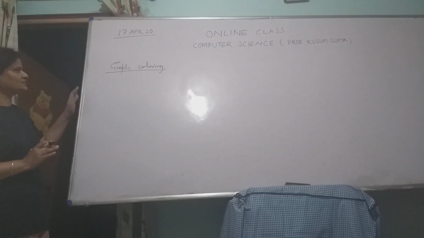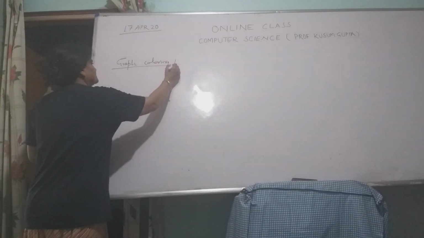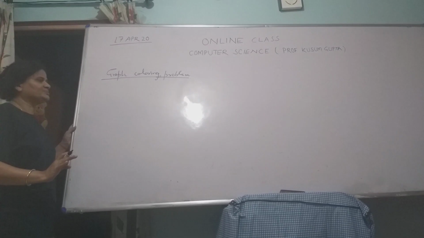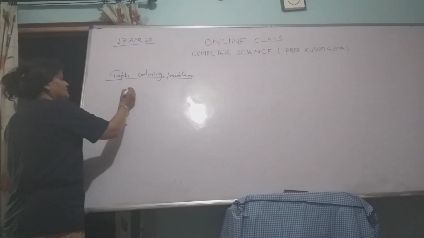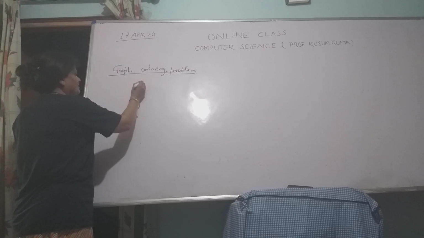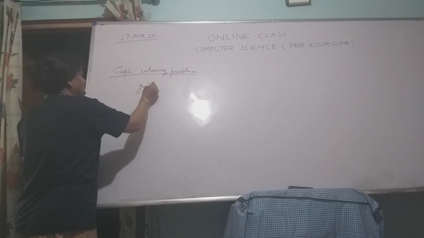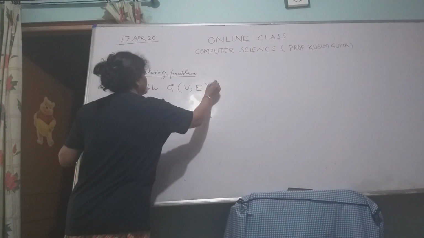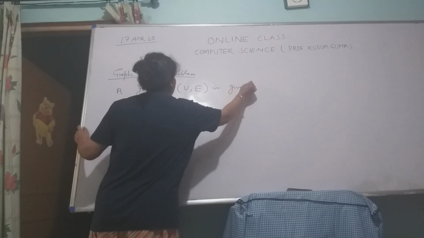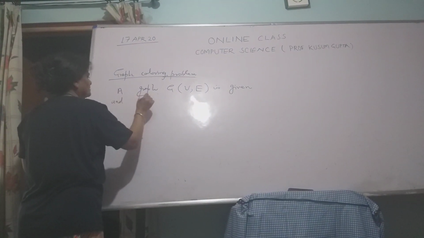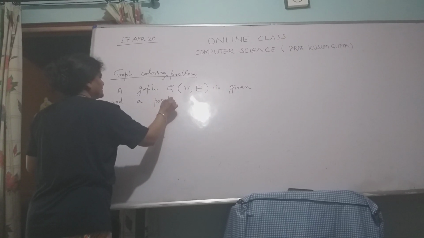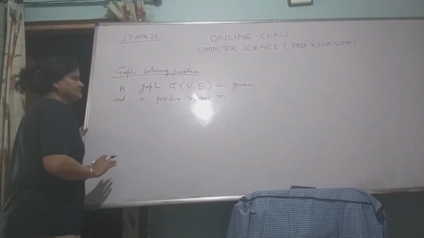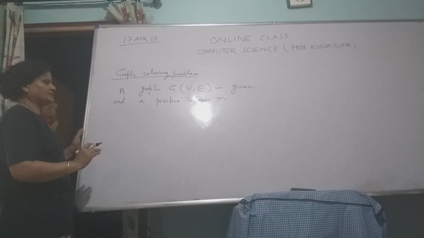Today I will solve the graph coloring problem. First I will explain what the graph coloring problem is. In the graph coloring problem, a graph G is given and a positive integer m.